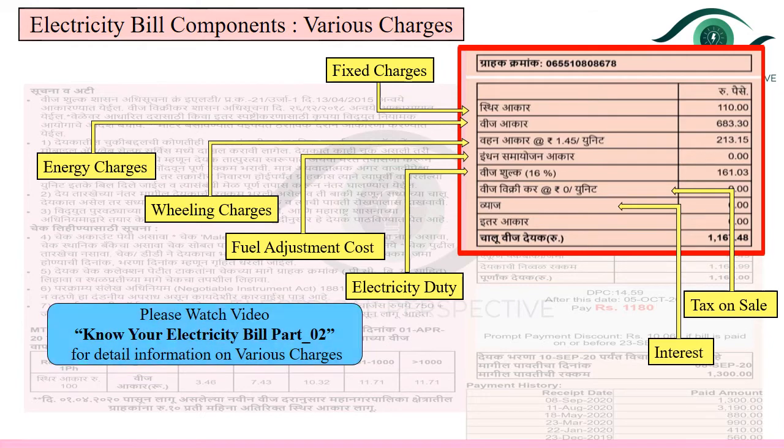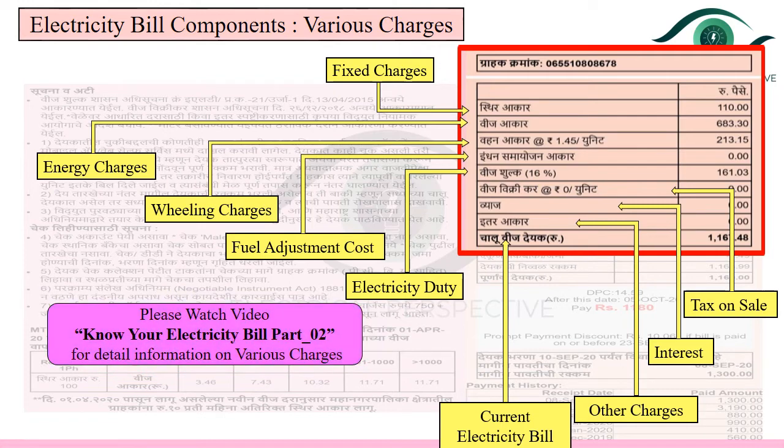Then next one is the VAS, which means the interest. If you have not paid your electricity bill within the due date, then in the next bill you have to pay the interest on this outstanding amount, which is nothing but interest. Then Itar Akar, which means the other charges. Other than those mentioned above, any other charges approved by the commission are recovered from the consumer through the other charges. And then the Chalu Veej Deyak, which means the current electricity bill. This is the addition of all above charges.